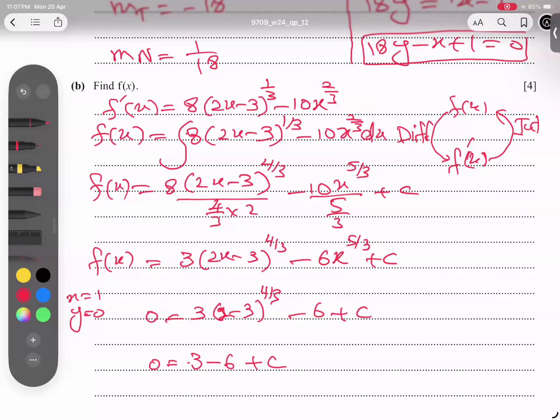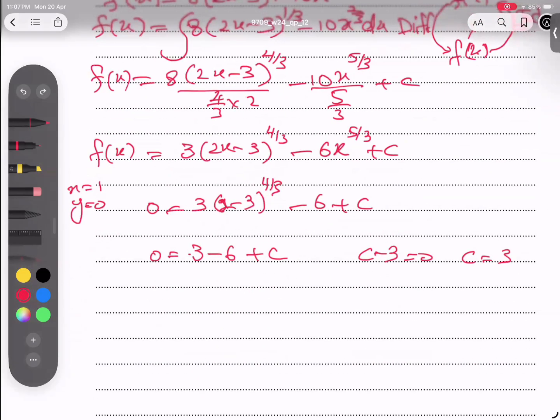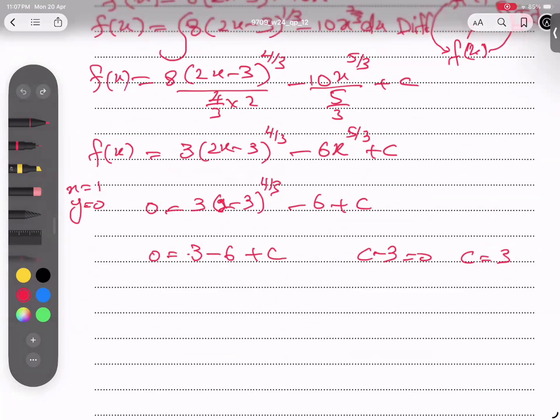Okay, and it means c minus 3 is equal to 0, and finally we get c equals 3. Basically, when we apply this rule, the negative number raised to the power 4 becomes positive, and then we take the cube root. Okay, and we got this one. I think the idea is clear. And plug in back. When I plug in back here, we get f of x is equal to 3 times (2x minus 3) to the power 4 over 3, minus 6 x to the power 5 over 3, and plus 3. I think this part is clear.